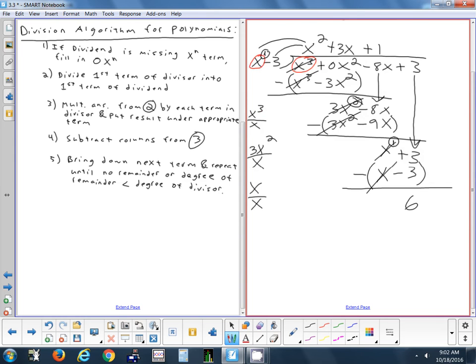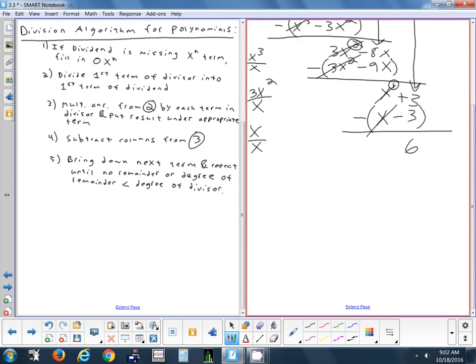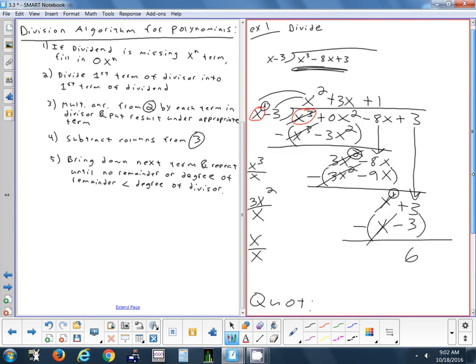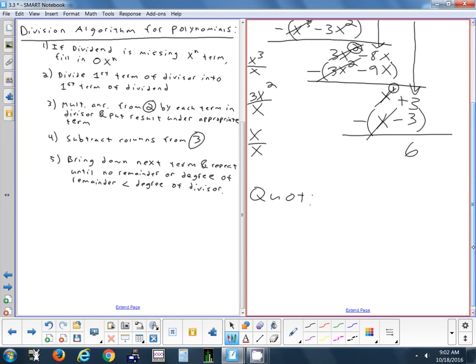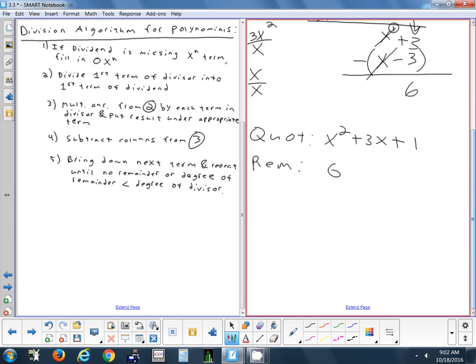Okay, so there's 2 ways you can write your answer. You can write the quotient, x squared plus 3x plus 1, and the remainder is 6. Okay, that's one way. This way is not as helpful if you want to check your answer. Okay, if you want to write it in a way you can check it, let me show you how you do it with regular long division, and I think you'll see how to do it with this.